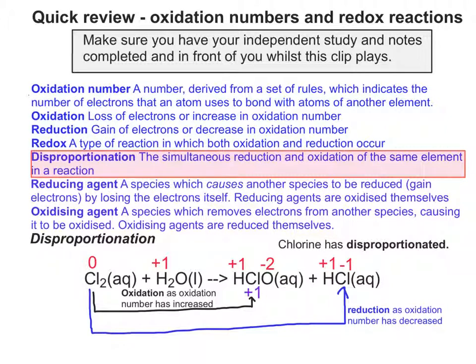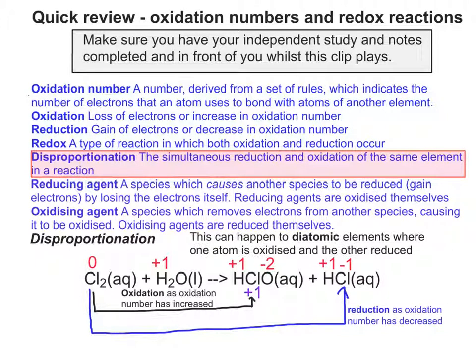And this happens fairly often to halogens because of the fact that they're diatomic. So you'll come across it from time to time in A-level chemistry. It tends to happen to diatomic elements because one atom can be oxidized and the other one reduced.